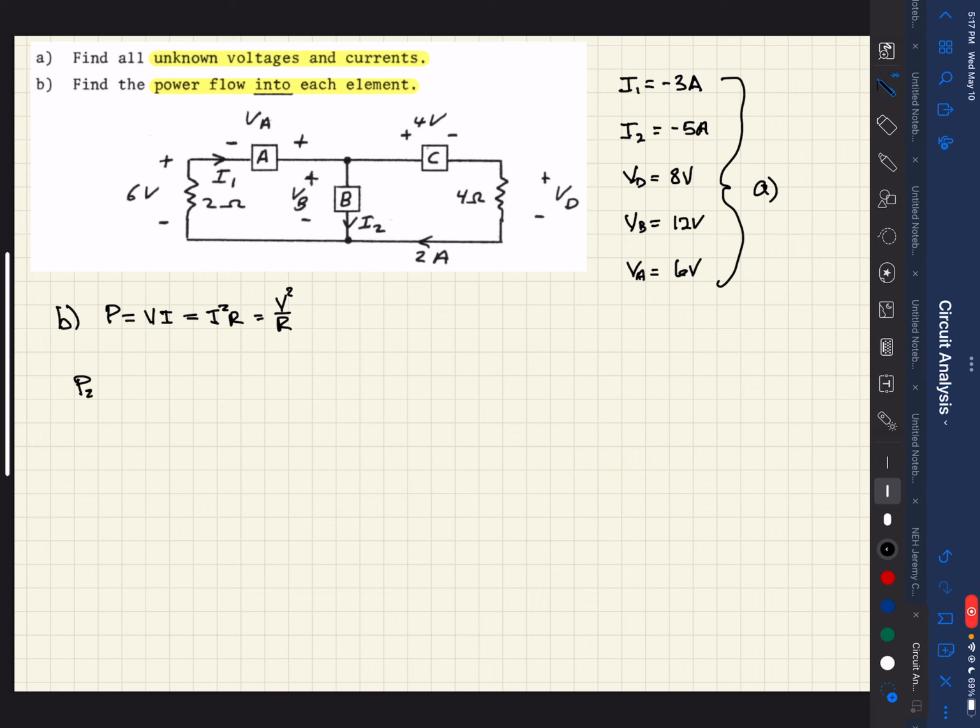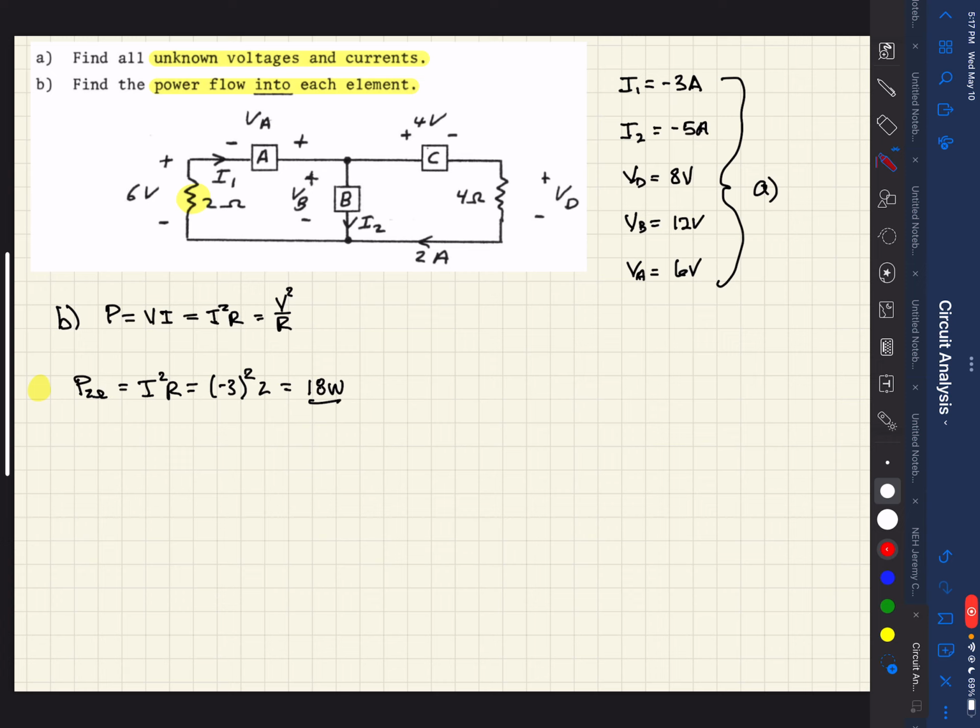So let's look at each component now. Power for the 2 ohm resistor. So that is this guy here. To do that, we know what the current is, we know what the resistance is, so we should be able to utilize the I squared R form of this equation. The I is I1, so it's going to be minus 3 squared, and the resistance is 2. When we calculate that out, we should get 18 watts. So that's through the 2 ohm resistor.